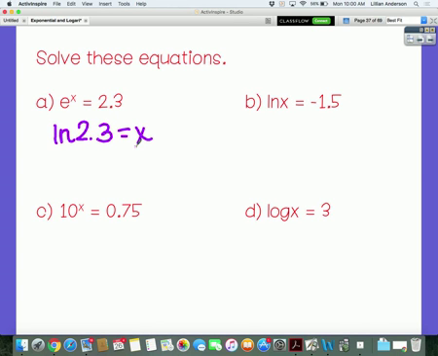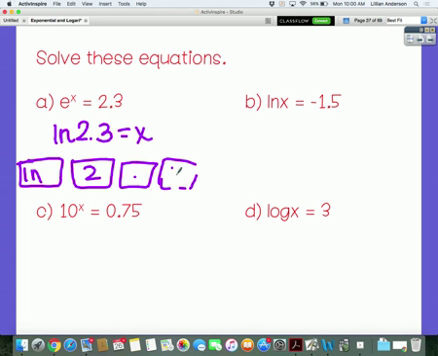Then you type that into your calculator. ln is located right underneath the log button. I think diagonally from the 4 button. So you type ln. You type in 2.3. And you get an answer of what? 0.833. There you go.